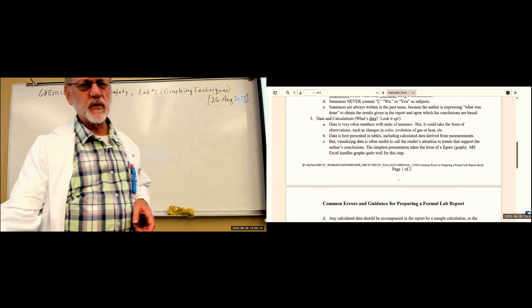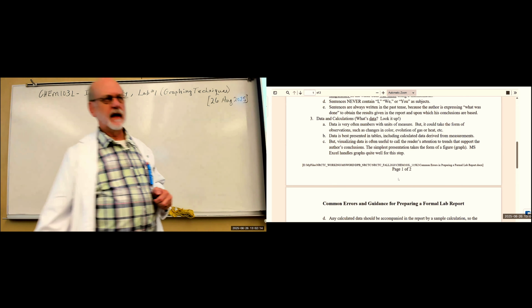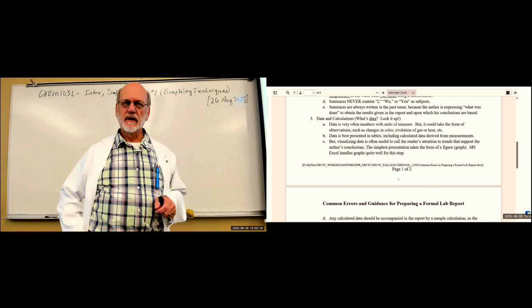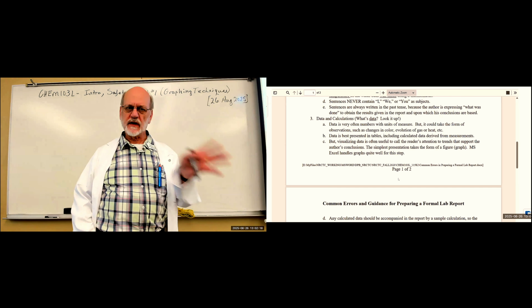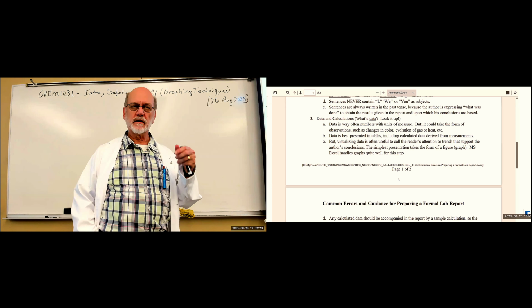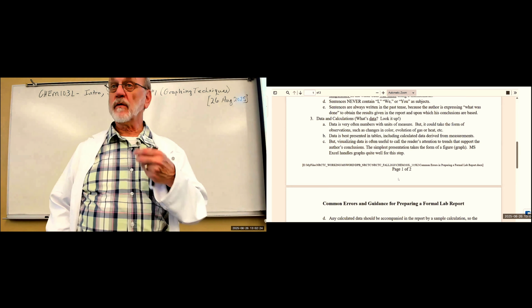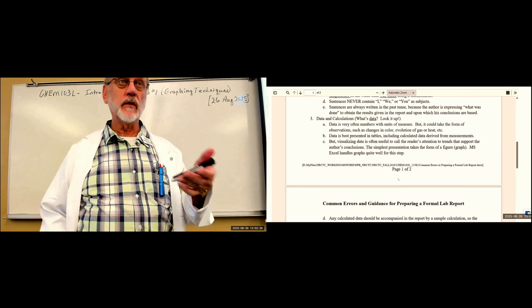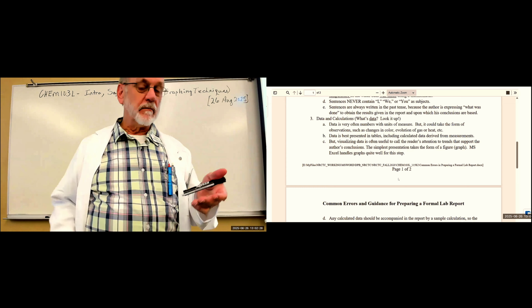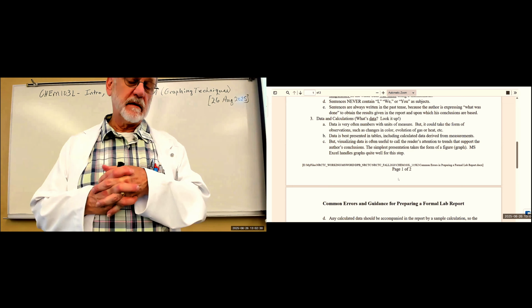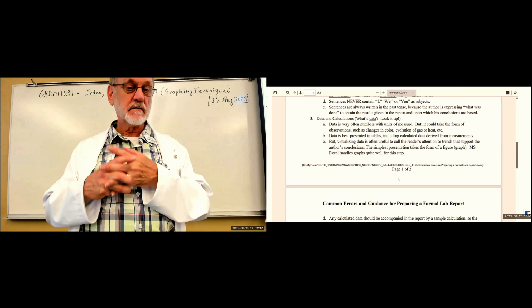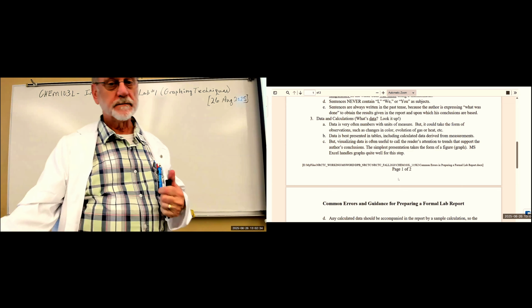I mentioned the difference between data and procedures. Procedures just say do this. Data is actually what comes out of those procedures. It could be in the form of numbers, usually is numbers with units of measure. And then observations are considered data also.